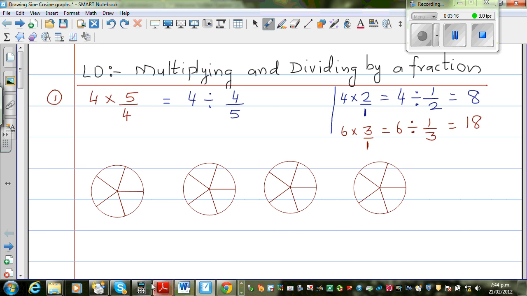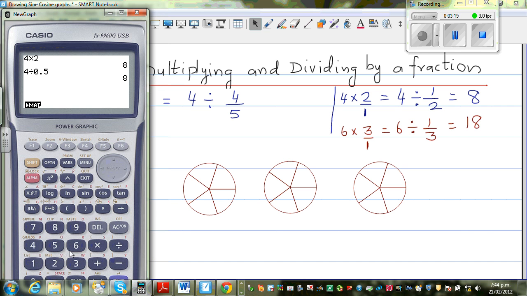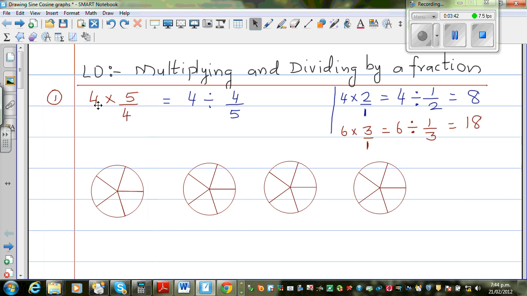Let us check this on a calculator again. You go 6 times 3 is 18, that's easy. And 6 divided by 1 over 3, equals, that's also 18. So that's what I'm saying. 4 times 5 quarters is the same as writing 4 divided by 4 quarters.